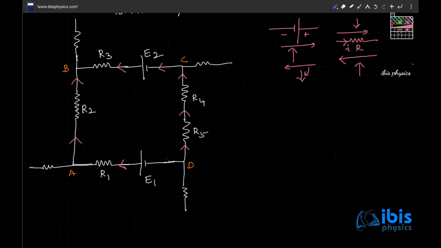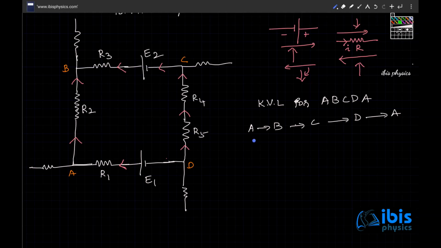Now when we apply Kirchhoff's laws, we can apply them for a loop and for a junction. Here the junction is not required, later on we will see it. Let us first apply Kirchhoff's voltage law. Apply Kirchhoff's voltage law for the loop A, B, C, D, A. When you say A, B, C, D, A, you have to go from A to B, B to C, C to D, D to A. You have to come back to the same point.